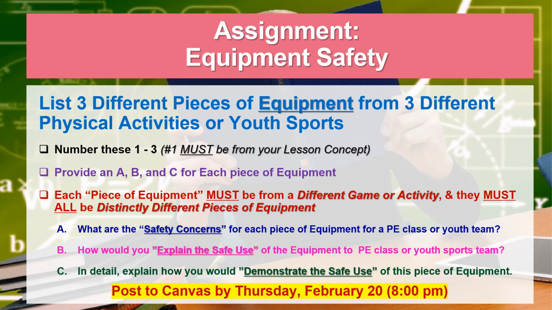And then C, explain how you would demonstrate the safe use of this piece of equipment. So we're going to A, safety concerns, B, explain, which is tell, and C, demonstrate, which is show the safe use of the equipment. So you have till Thursday to knock this out. And remember, number one needs to be from your activity. And then if you do this right, you'll take that information and that's going to be part of your equipment section on your lesson plan.